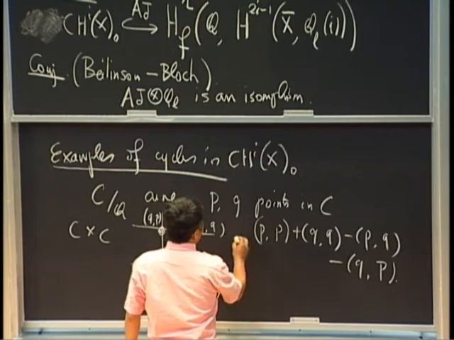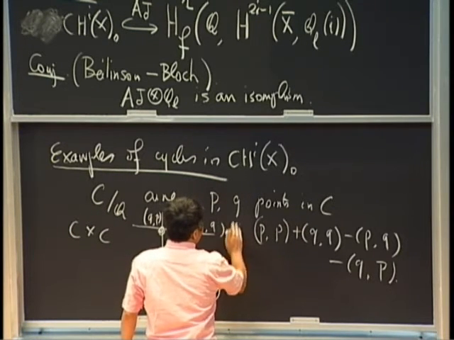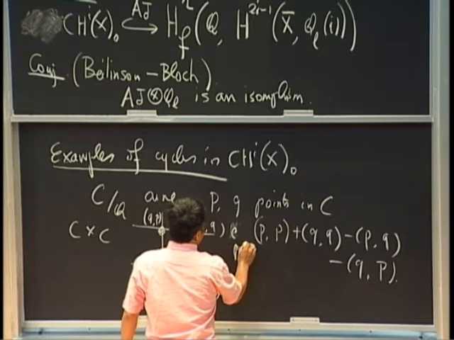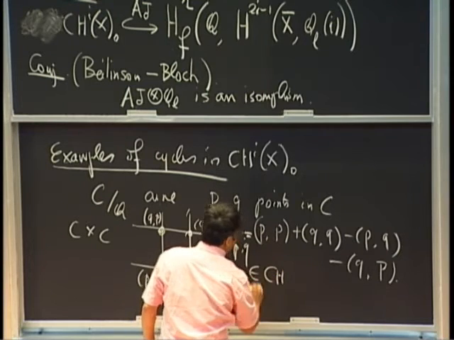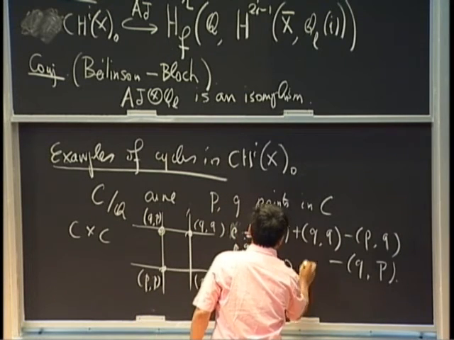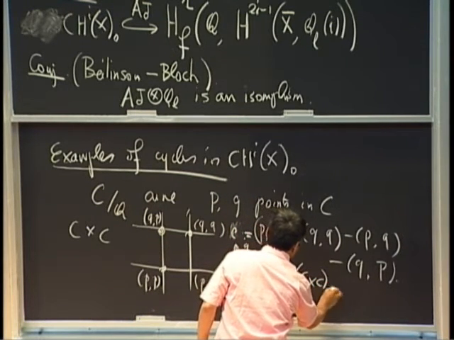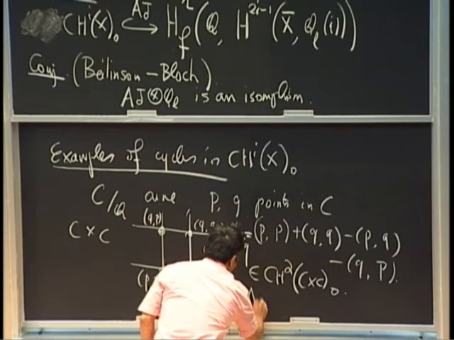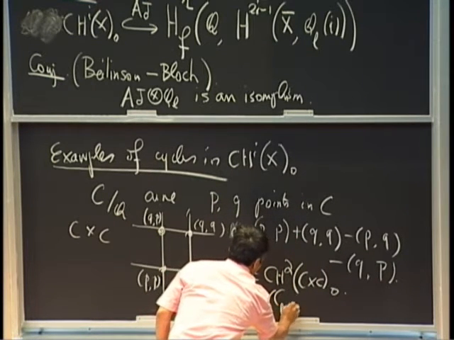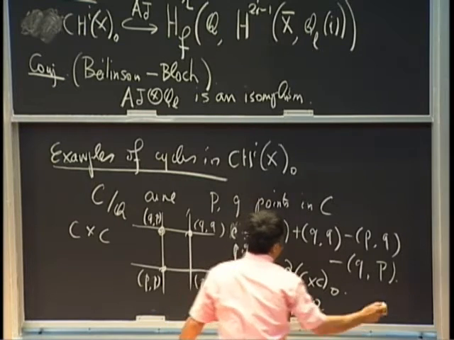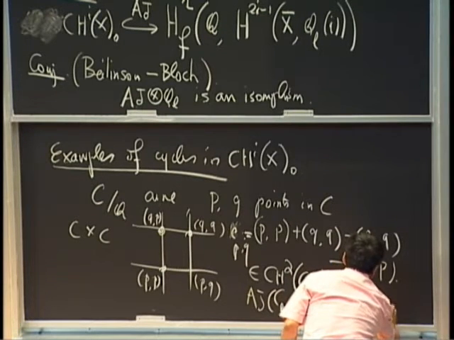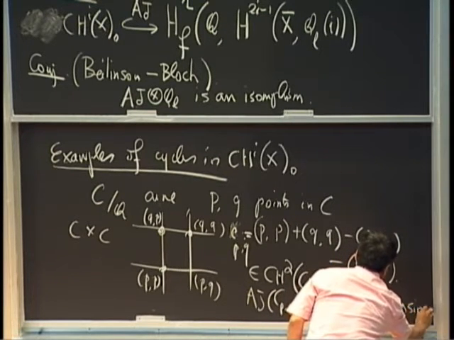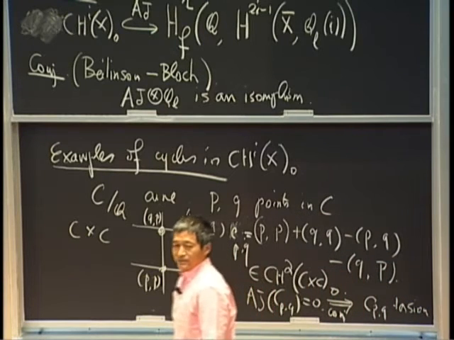So this is a typical C_{P,Q}. I defined the cycle C_{P,Q}, which lies inside CH^2 of C cross C, degree 0. And the Abel-Jacobi map of C_{P,Q} is 0. But this, by conjecture, implies C_{P,Q} is torsion. As far as I know, we don't know how to prove this.